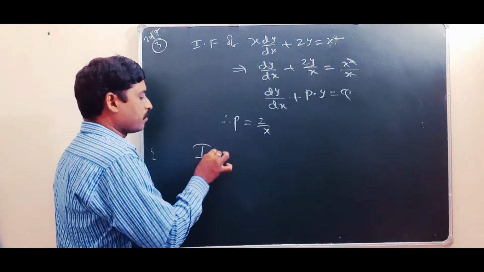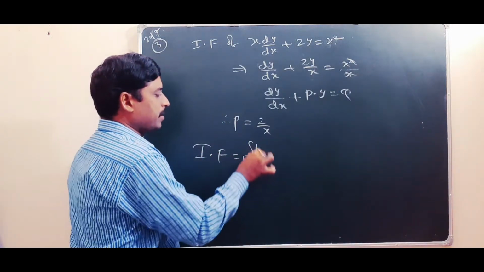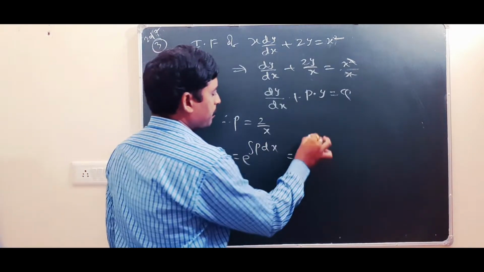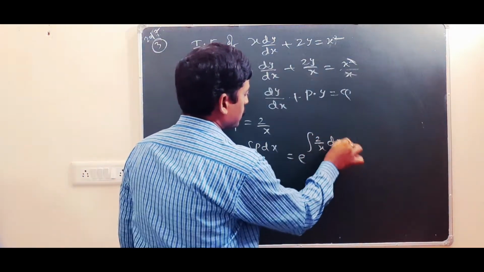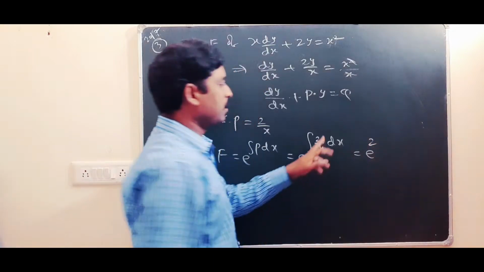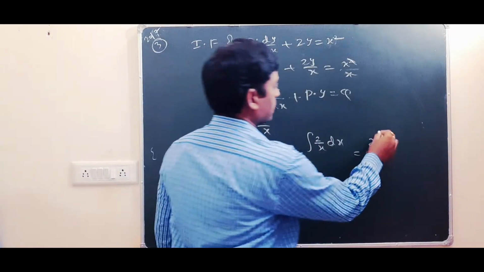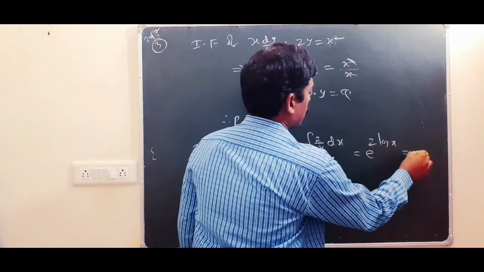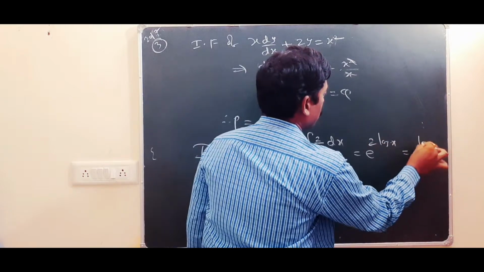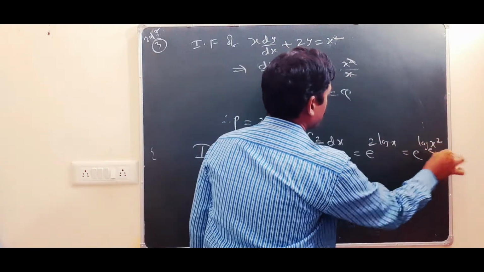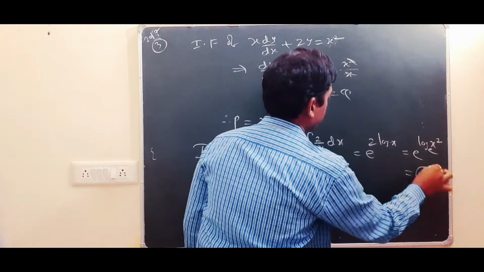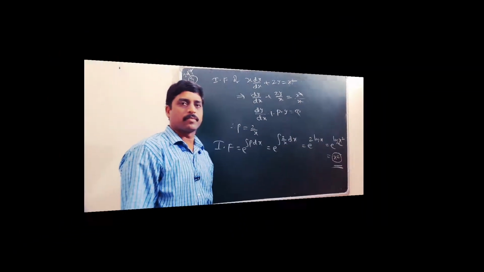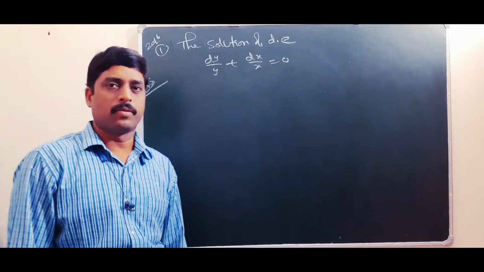But our target is the integrating factor. What is the integrating factor formula? e to the power integral P dx, e to the power integral 2/x dx, e to the power 2 is a constant, integral 1/x is log x, so 2 log x. e to the power 2 log x is nothing but e to the power log x square, with base e, this is nothing but x square. What is the answer? x square.